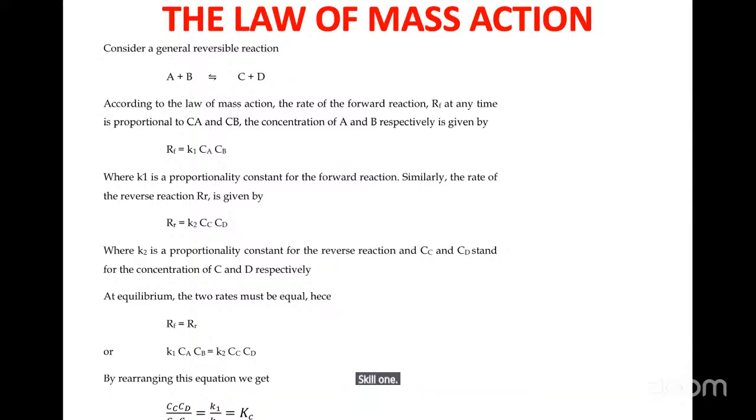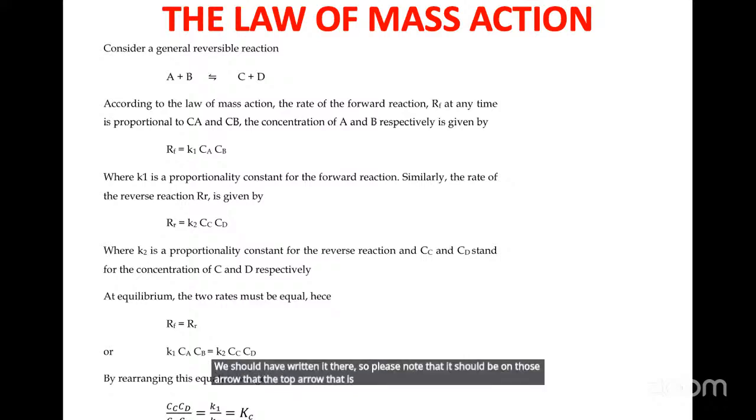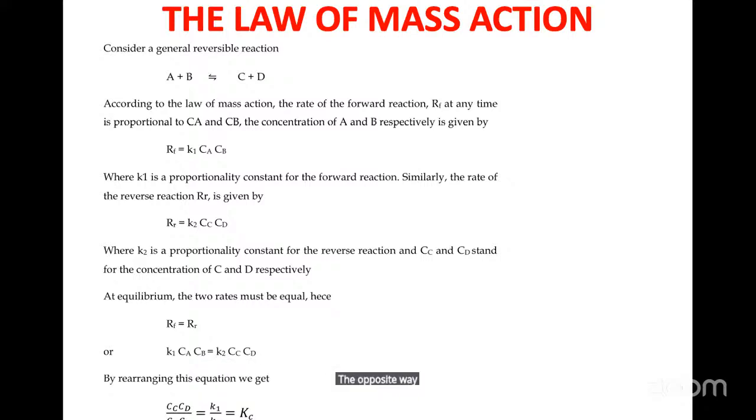Now, that is assuming that the rate constant for the forward reaction is K1, while the rate constant for the backward reaction is K2. We should have written it there, so please note that. It should be on those arrows. The top arrow, that is the backward reaction. The bottom arrow, that is the forward reaction. So we have K1 for forward reaction. But again, normally it should be drawn the opposite way. That is, the top arrow should be the one moving forward, while the bottom arrow should be the one moving backward.